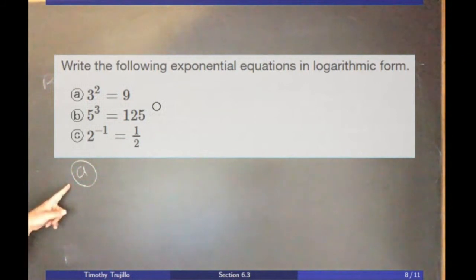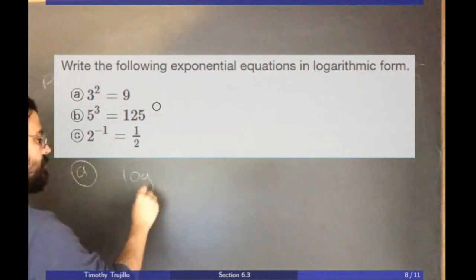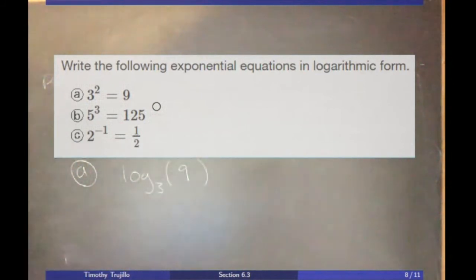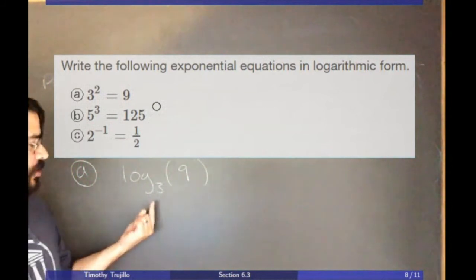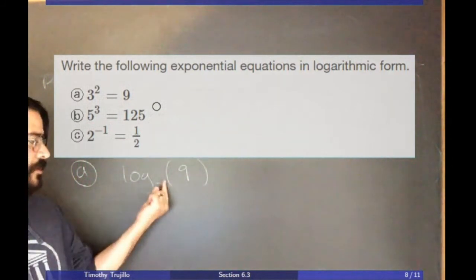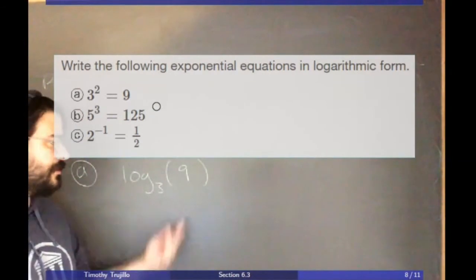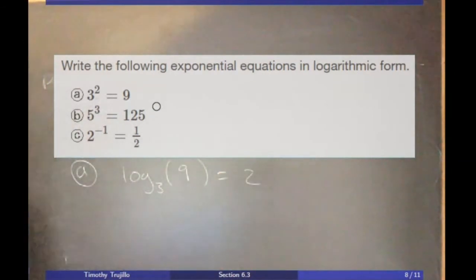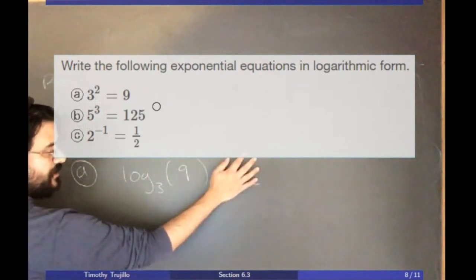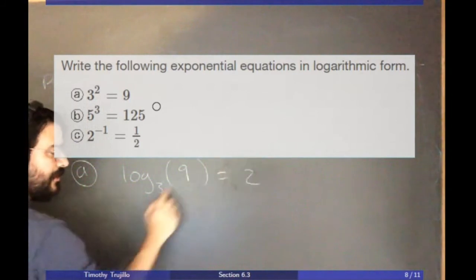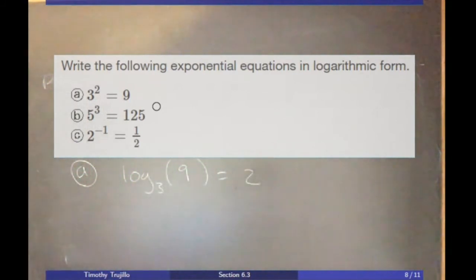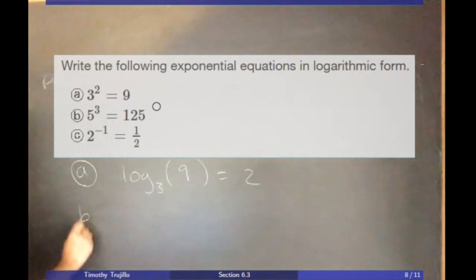So what do we have for A? Yeah, the base is 3, so this is log base 3. The input now is 9. And really what we're asking here is, what exponent do we need to raise 3 to in order to get back 9? And the answer is 2. Okay, so 3 squared is equal to 9. And again, if you were just trying to answer this question, what is log base 3 of 9, you would think exactly, okay, what do I need to raise 3 to get back 9? And it's 2. Okay.